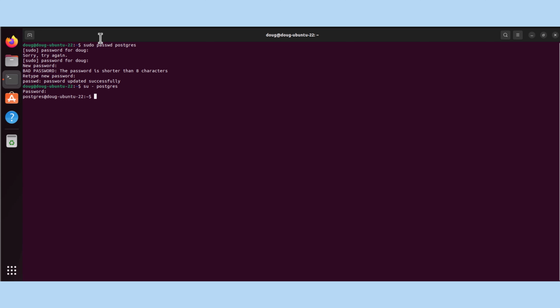And that is successful. We can determine and check who we are. I am logged in as Postgres. And once I get out of that shell, I am correctly configured. That is how you change your password for your Postgres account.